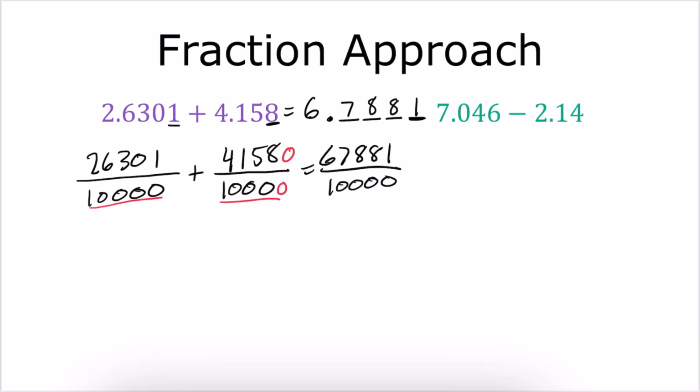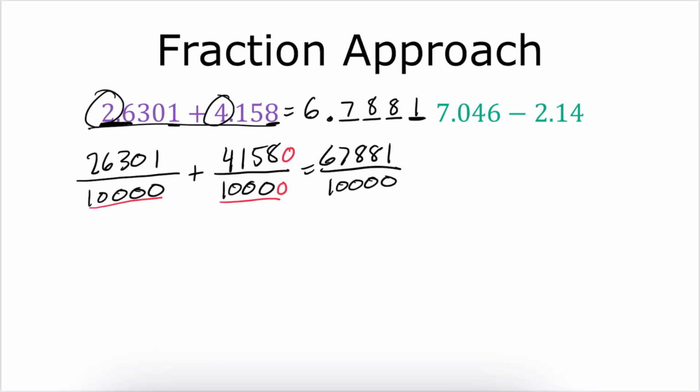And if we look at the original problem, that seems reasonable because 2.6301 is around 2, or 3 if you round up. And then 4.158 is close to 4. And 2 plus 4 is going to be about 6. And notice that 6.7 is a little bit closer to 7 than it is to 6. And that is also reasonable because you could estimate by rounding up to say that it's 3 plus 4, which means that your answer should be close to 7. So that's how the fraction approach works.